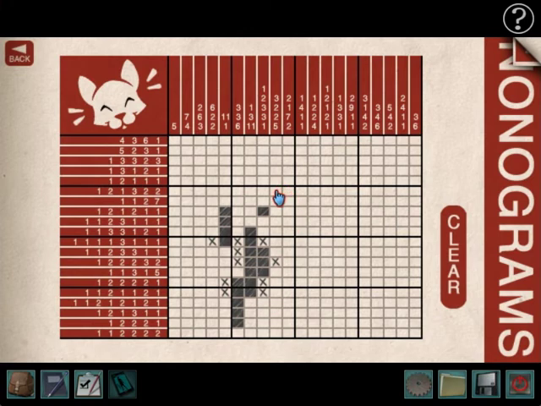Okay, I'm still just looking around here. 2 and 5 cannot both fit down there, so that means that 5 encompasses at least those, which means we can X that off.